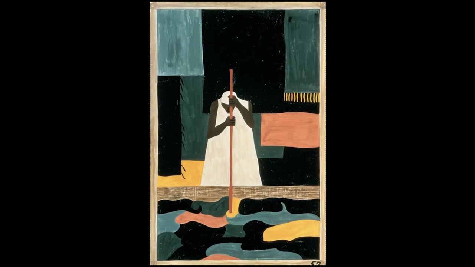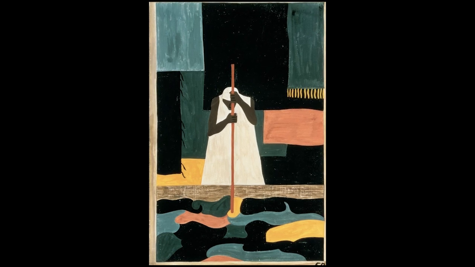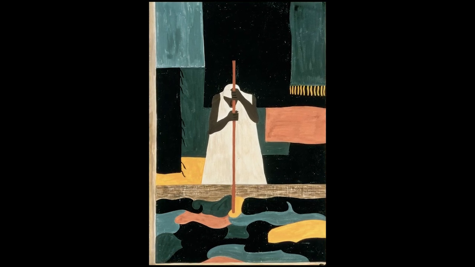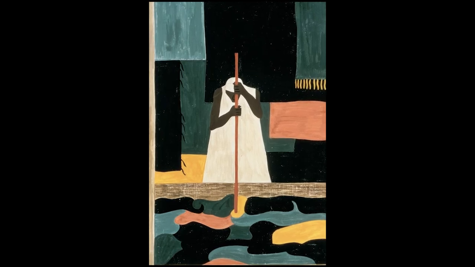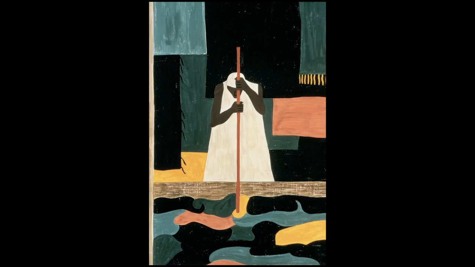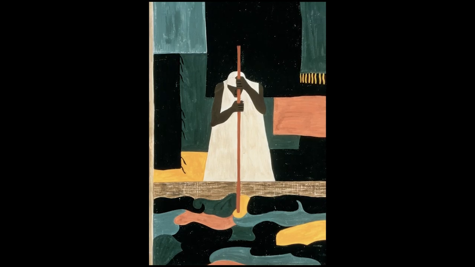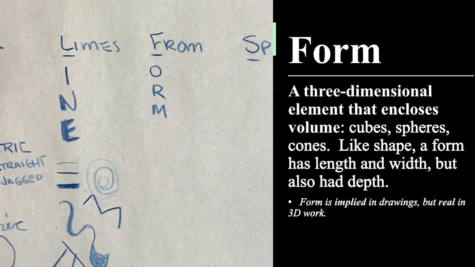Look at this painting by Jacob Lawrence. Here we have a woman who's doing laundry. Notice how the organic shapes that he's created mimic the movement of water, whereas the geometric shapes represent the hanging clothes behind her. Our third element is form, very close to shape.